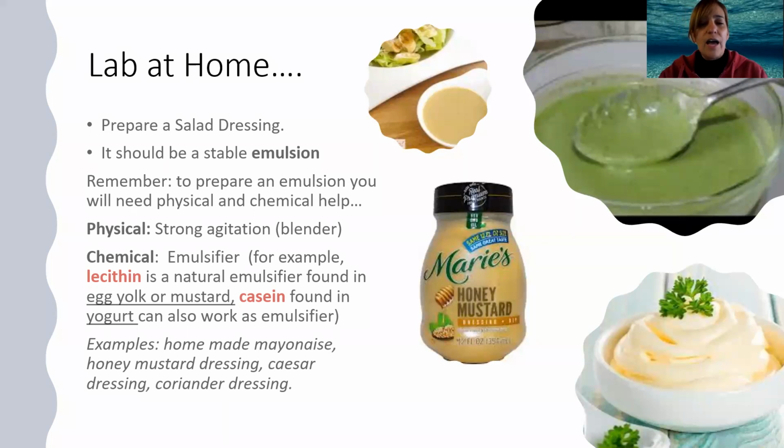Which substances, where can we find emulsifiers? There are some natural substances that contain emulsifiers that you need to add to your salad dressing in order to make it stable. One example is lecithin that is present in egg yolk and also in mustard. Another example is the casein that is present in milk and in yogurt, and they can act as emulsifiers. Find recipes that contain this type of ingredients. Examples are homemade mayonnaise, also honey mustard dressing, Caesar dressing contains egg yolks, and coriander dressing contains yogurt that will help as emulsifier.